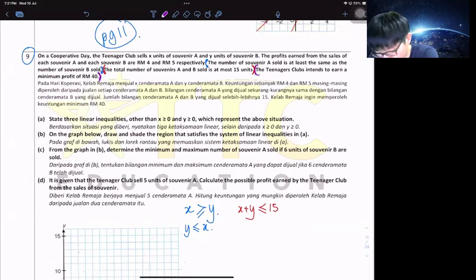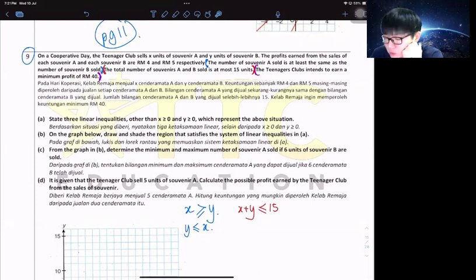The club intends to earn a minimum. Oh my god, again. Do the thinking. You try to do the thinking yourself first. Of course, I also try to explain that. Intends to earn a minimum profit of 40 ringgit. But this is a profit that they're talking about, so don't you forget. 1A is 4 ringgit, 1B is 5 ringgit. So like you got berapa, then just multiply, right? Get minimum.